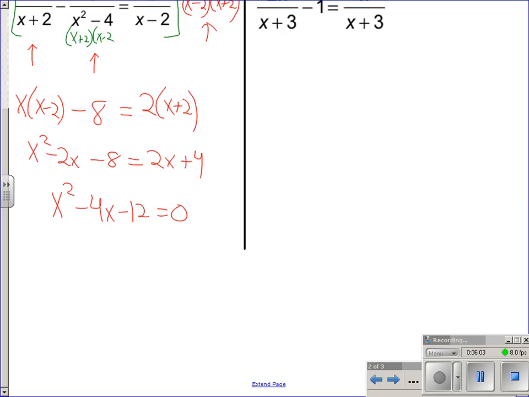And this should factor: x minus 6, x plus 2. That works. That equals 0. So we get x equals 6. We get x equals a negative 2.